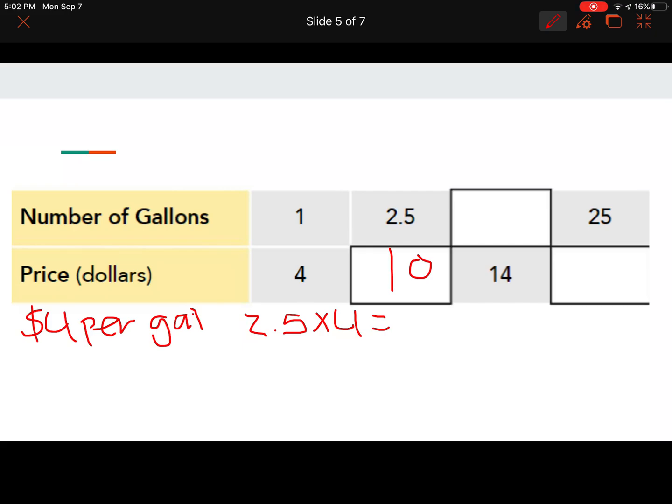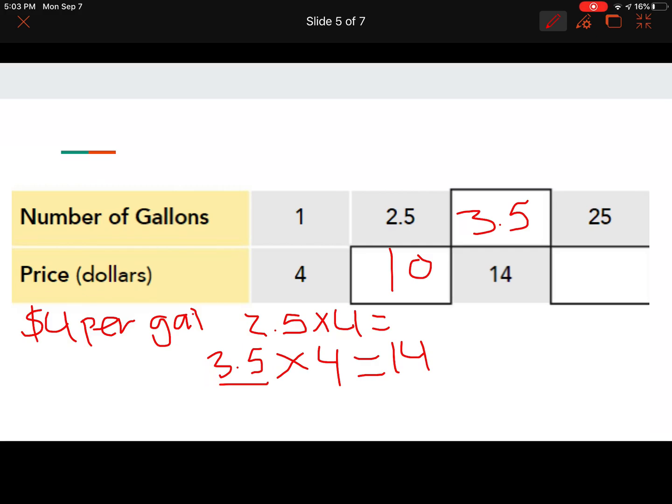For my next box, I see that I'm missing my number of gallons. I'm going to plug it into the formula, okay? So I don't know my number of gallons, but I still know my unit price. So blank times 4, because it's $4 per gallon, is going to equal 14. To fill in this blank, I'm going to take 14 divided by 4. It's going to give me 3.5. So 3.5 times 4 is going to give me 14. 3.5 gallons is going to cost me $14.